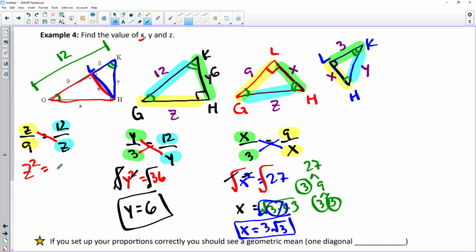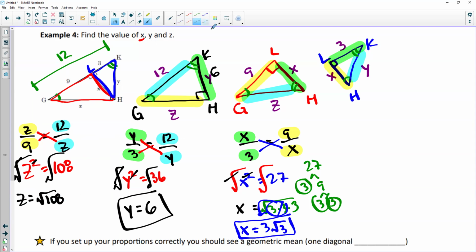9 times 12 is, actually, let's do some math here. What is that? 90. I think it's 108. I could be wrong. Let's double check with the calculator here. 9 times 12 is, nope, it is 108. Okay. And then from here, we square root. If I square root both sides, then we get z is equal to the square root of 108, which I'm going to do off to the side here at the very right.